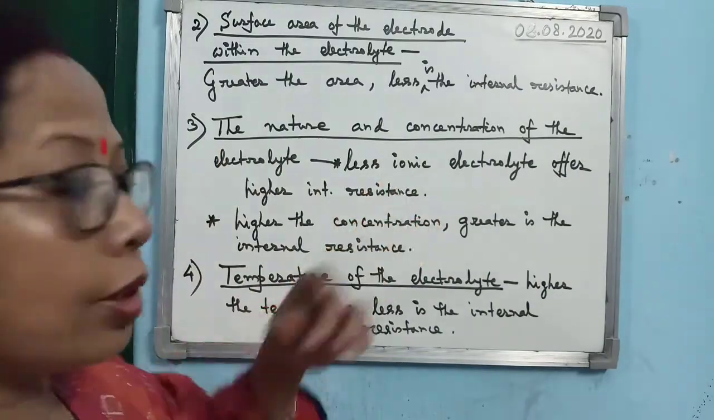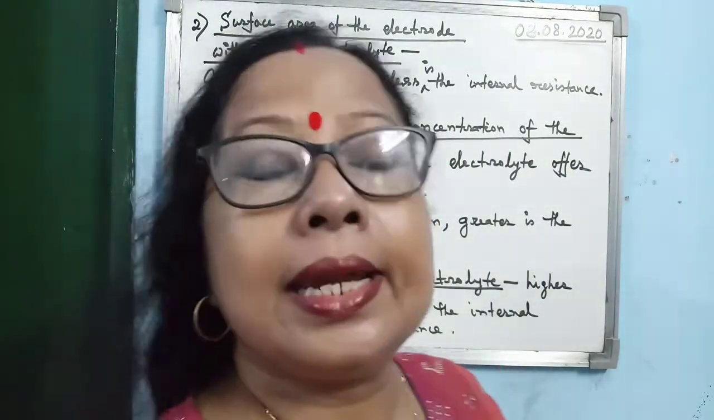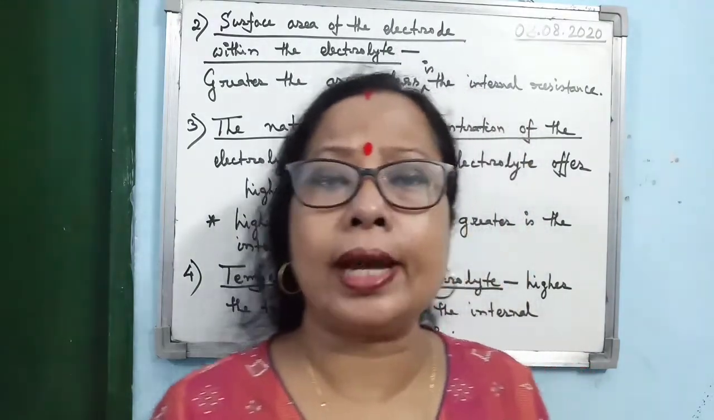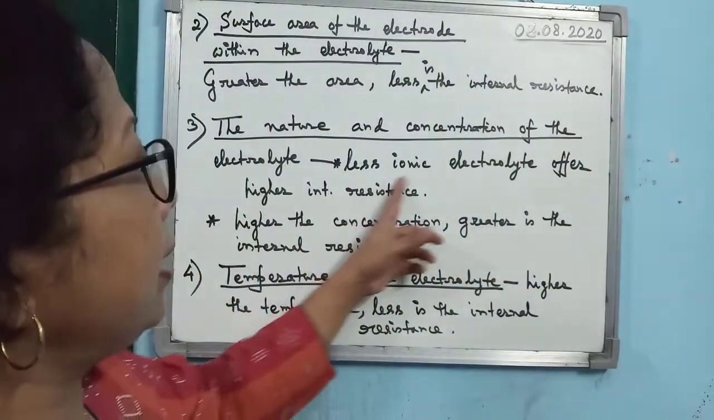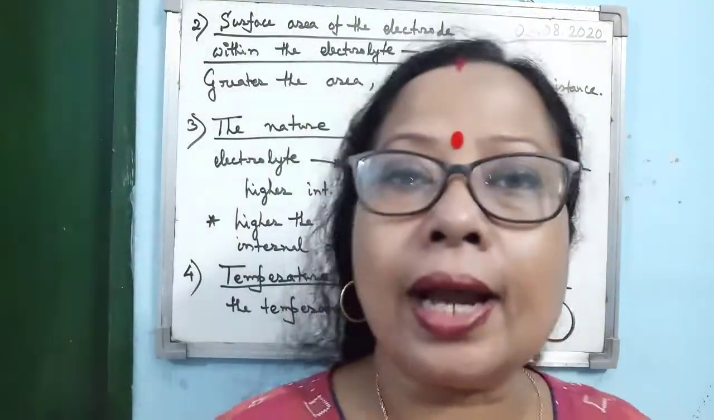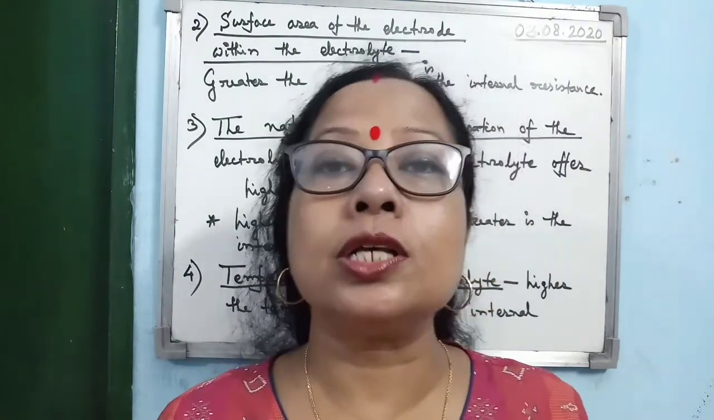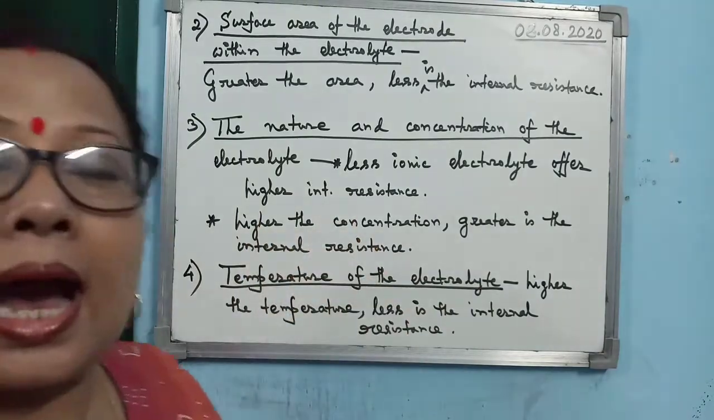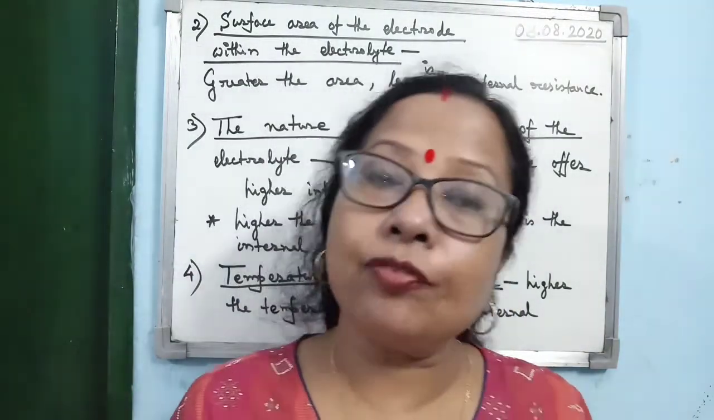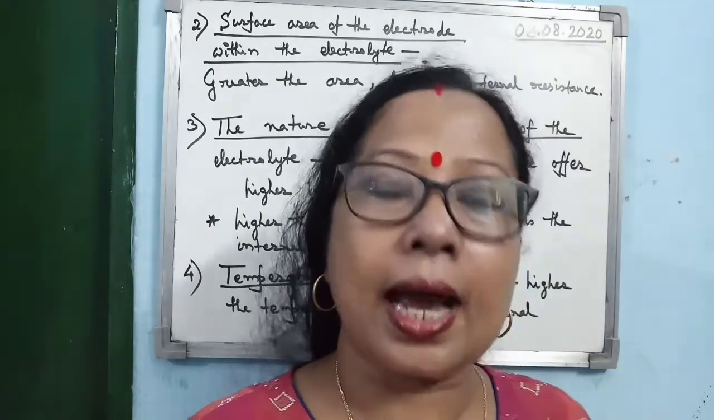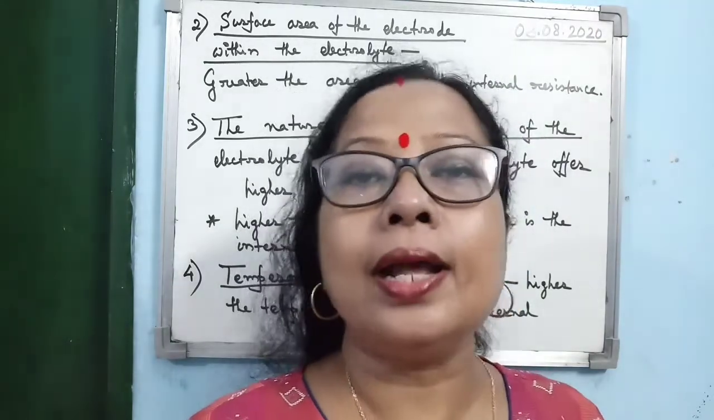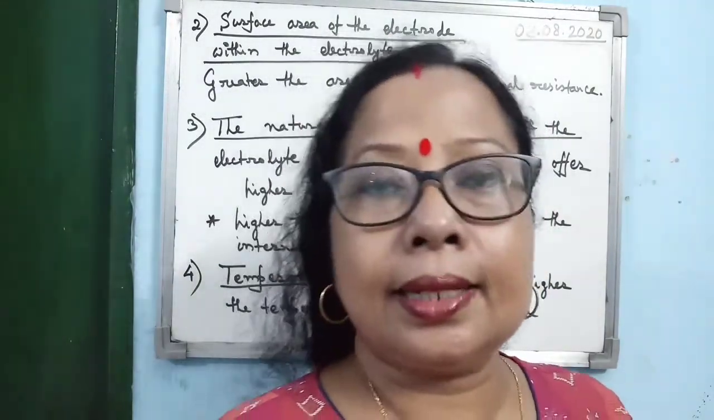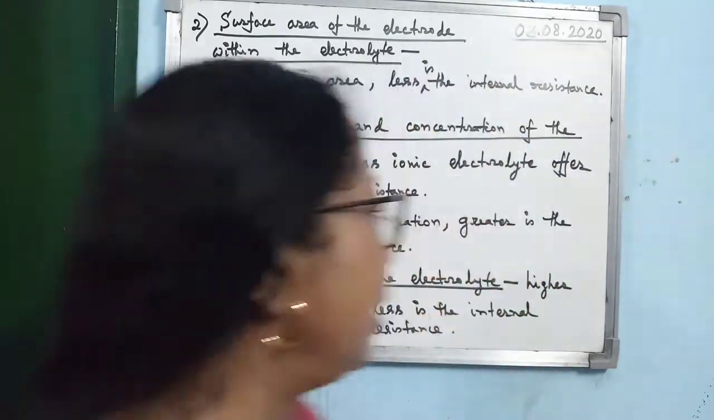Then the next factor on which internal resistance depends is nature and concentration of electrolyte. Now if the electrolyte is less ionic by nature, then it will offer higher internal resistance. And if the concentration of electrolyte is higher, then also it will offer higher internal resistance to the flow of current. Then the last point is temperature of the electrolyte.